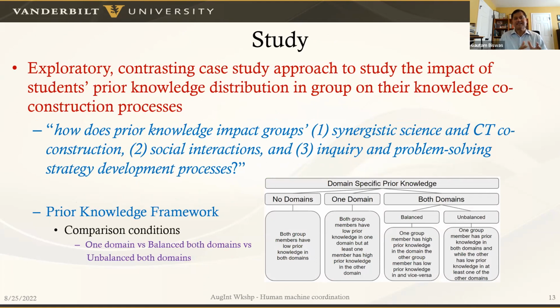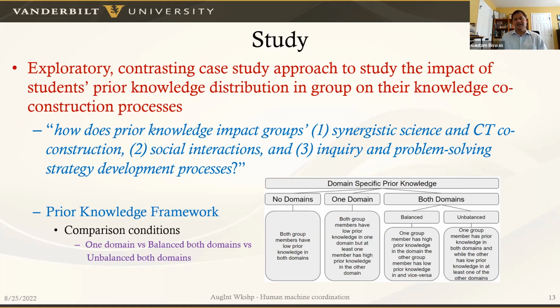As I mentioned earlier, the primary hypothesis or research question in this study was: when students work in pairs, how does the prior knowledge of the group impact their synergistic co-construction processes, the social interactions they have, and the inquiry and problem solving processes?